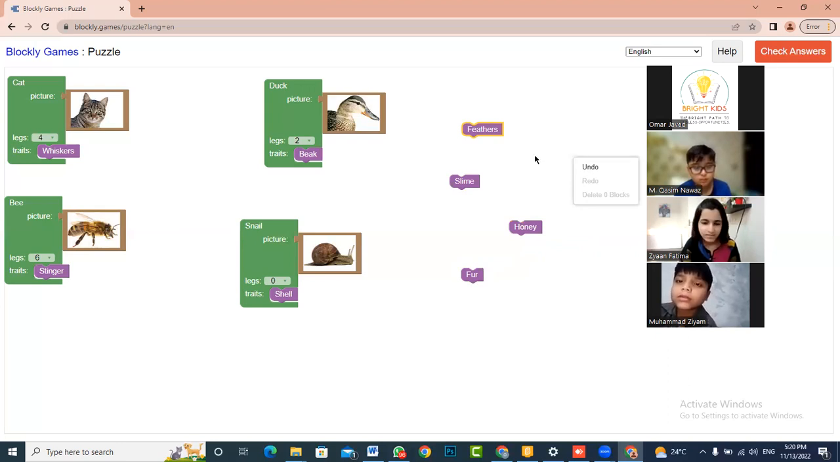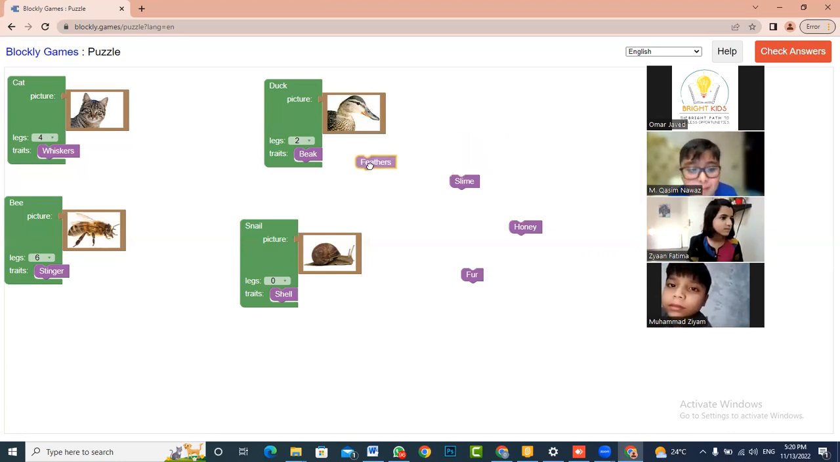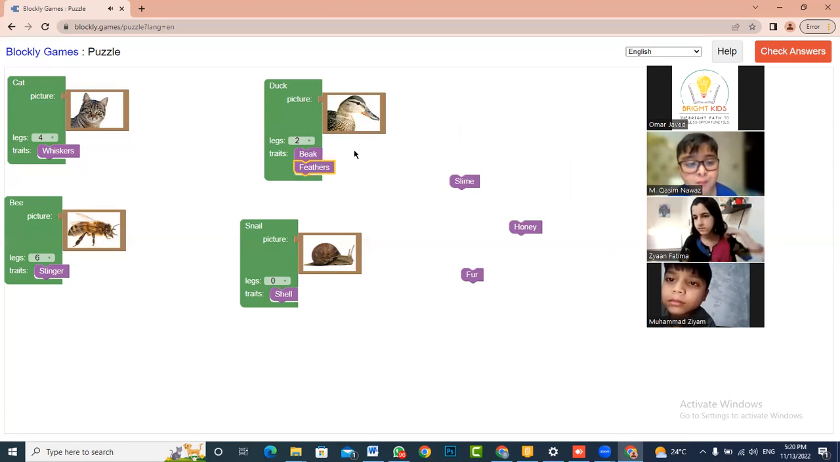Animals like cat or dog do not have feathers, they have fur. And a bee has wings. Who else has wings? Yes, mosquitoes have wings. Ducks have feathers, chicken has feathers. Doves and pigeons have feathers. So all of the birds have feathers. So let's say that we attach these feathers with beak. Now the 2 traits for the duck are complete.